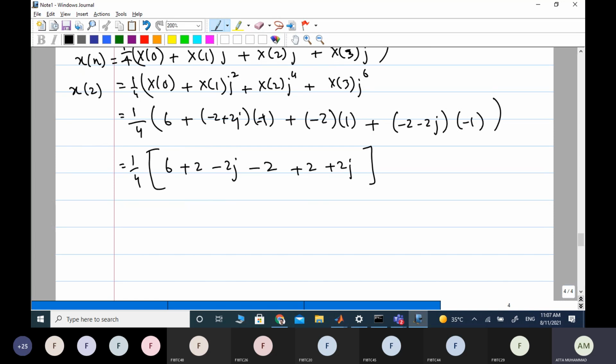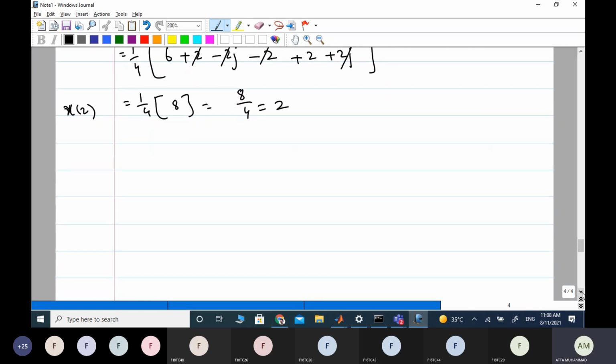Because now we can verify, we have input signal and we have computed frequency transform. If we get error, that means we have done something wrong in computation. Now this plus 2, this -2, this -2j, this plus 2j, and we get 6 plus 2 is 8, and we are in process of computation of x of 2. So we have 8 by 4, and that is equal to 2. Great, we are on the right track.